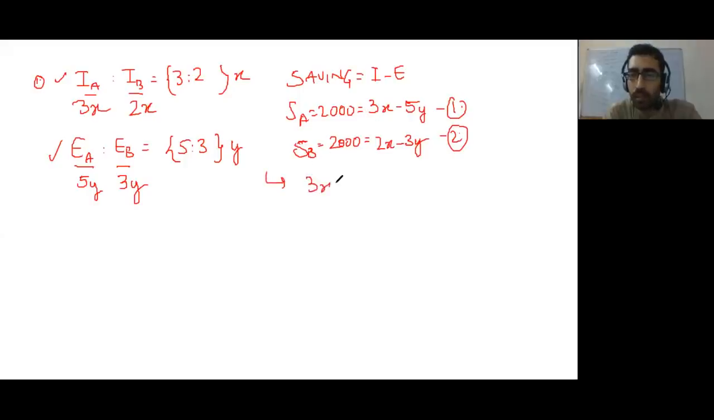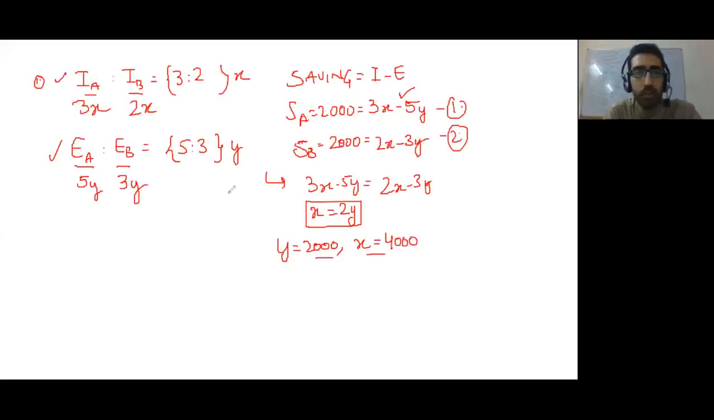You could have done this. It's very simple. 3x minus 5y is equal to 2x minus 3y. What do you get? You get x is equal to 2y, and put that into equation number 1, and you get y is equal to 2,000. And x is equal to 4,000.